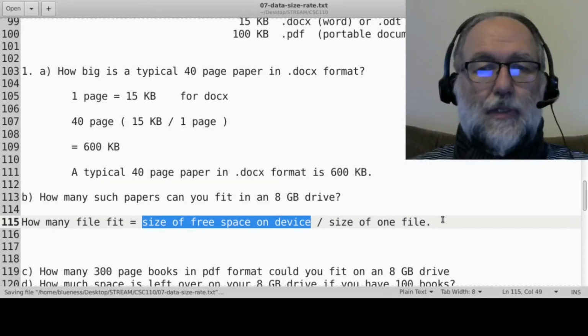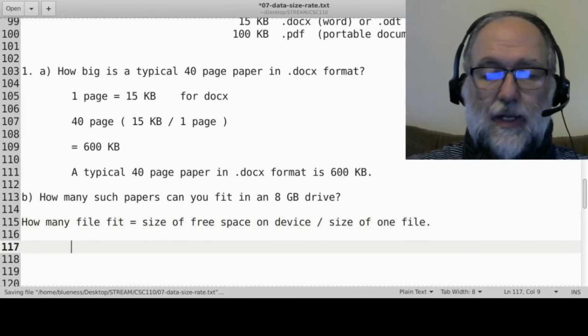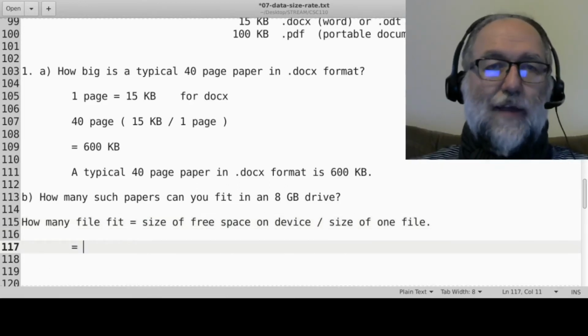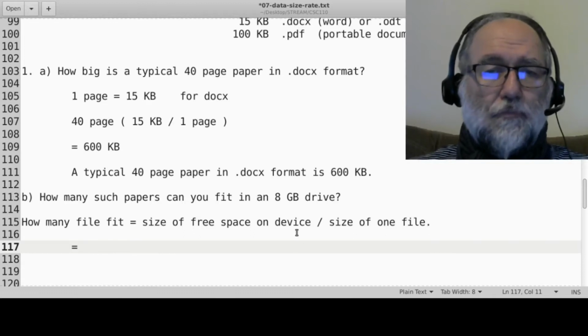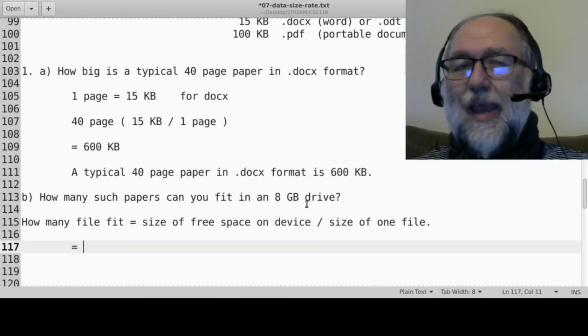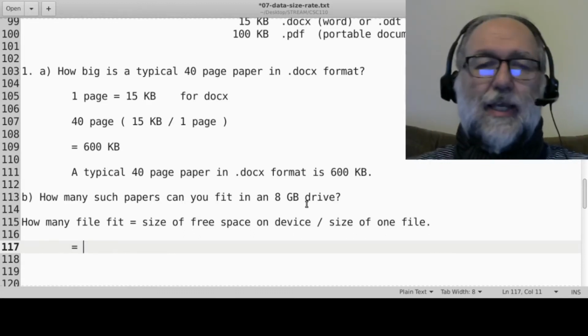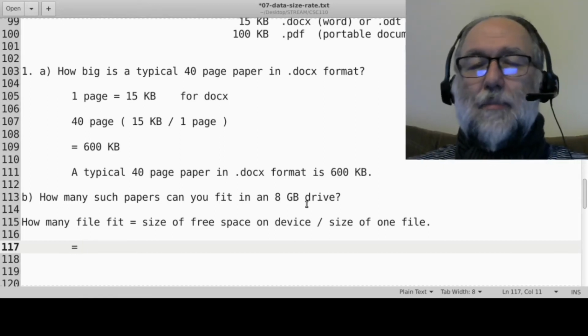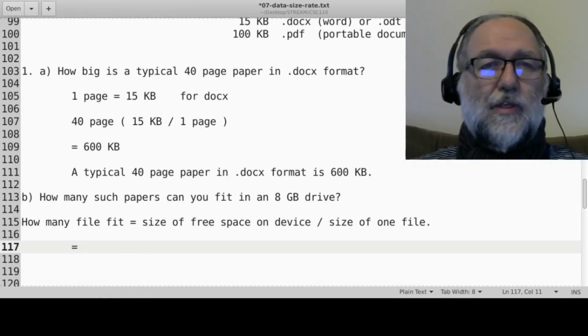Well, it's a bit of an artificial question because you're not going to fill up an entire 8 gigabyte drive with just 40-page papers. But let's suppose we did, and this is to get an idea of how many papers you could fit on one of the smaller USB drives. So how would you do that?